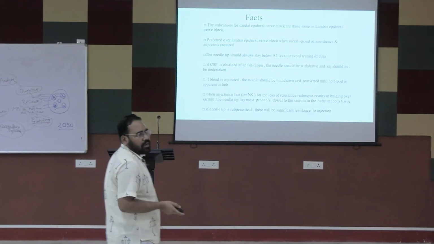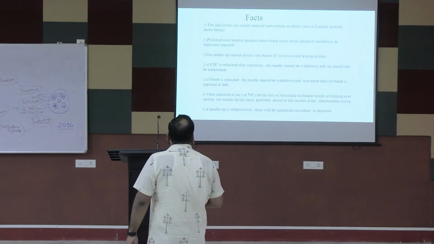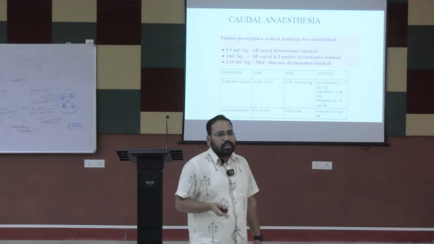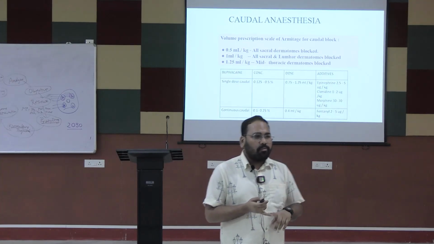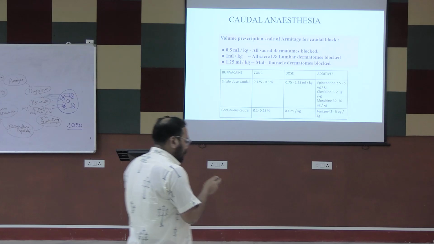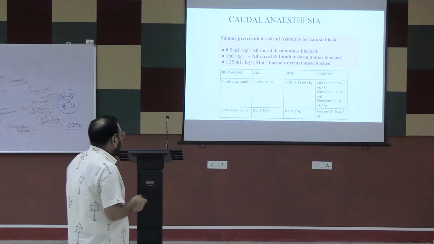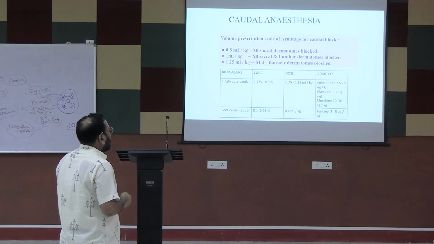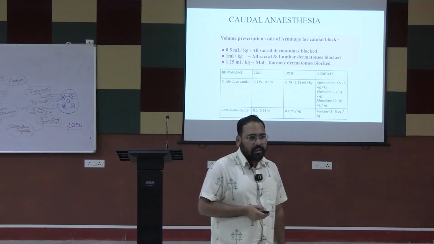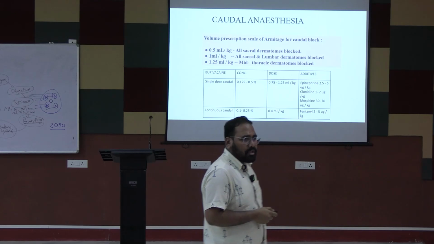Those are the facts I already told about caudal anesthesia. So what drugs do you use in caudal anesthesia? I have already shown you before: bupivacaine, levobupivacaine, ropivacaine, lignocaine. You can give all of them, but there is a scale for calculating the drug dosage. That is called the Armitage scale. Since you are giving it to a pediatric patient, of course the dose will be lesser. That is done by measuring the body weight.